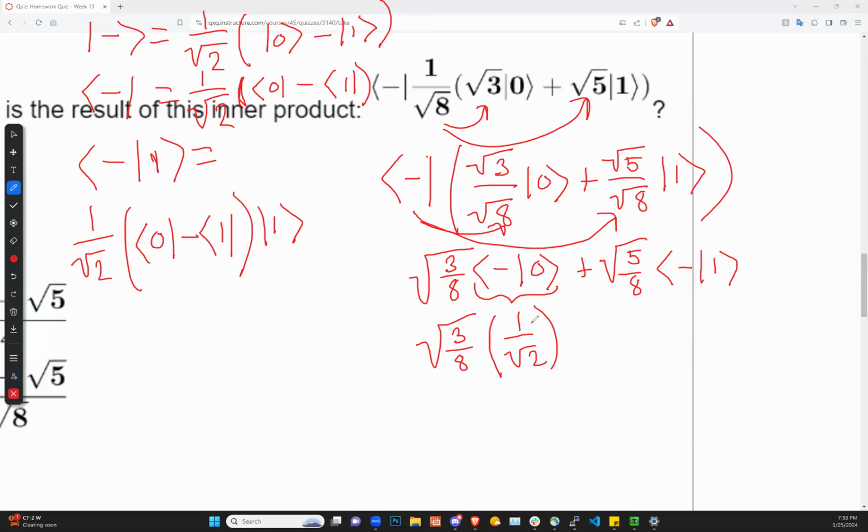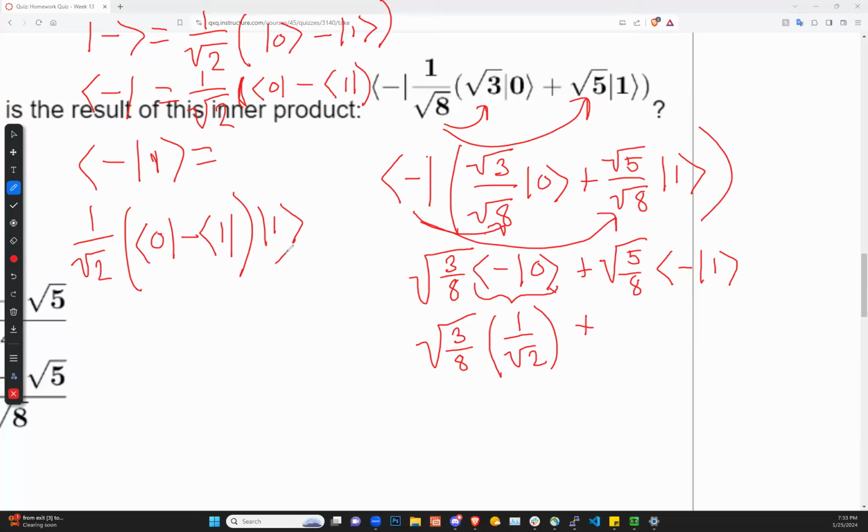Yeah, so we're not done with the problem yet. There's still a couple more steps. We are just figuring out what these inner products are in this expression, and then we'll simplify it all at the end. Remember, we only did this as an intermediate step because we don't know what the inner product between the minus state and the 0 state is, and the minus state and the 1 state is. So 1 over square root of 2 isn't our final answer. We'll get to the final answer in just a second.